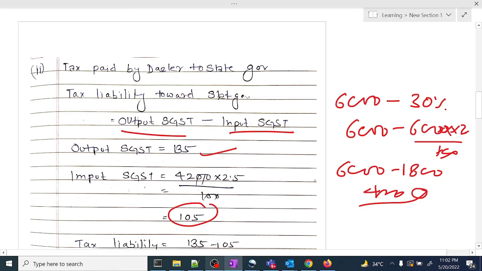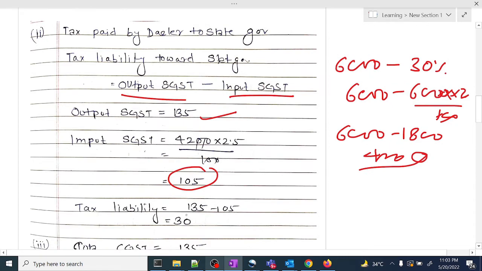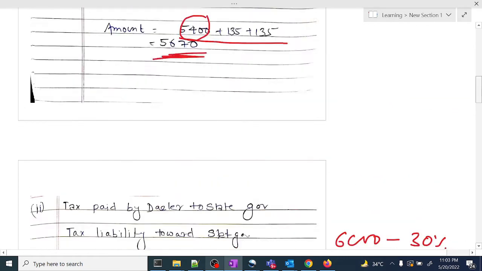He is selling it for 5,400 and getting it for 4,200. So he is selling it at a higher price by 1,200 rupees. So he is getting GST from the consumer of 135, he is paying 105, so the tax liability is 30 rupees. 30 rupees he will pay to the state government, because this is the extra tax which he got from the consumer.